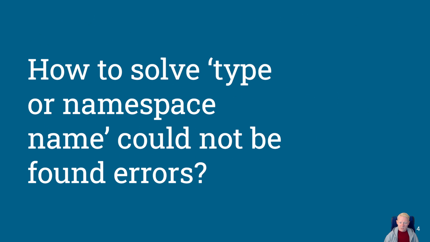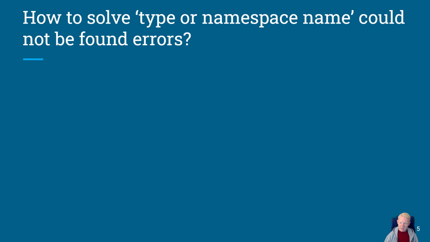Now, one of the other ones was, and this is a common error that you'll run into, getting a type or namespace not found error. So how do we actually look at tracking those down? Part of the thing is there's actually a lot of things that can cause this. There's a lot of possible causes.